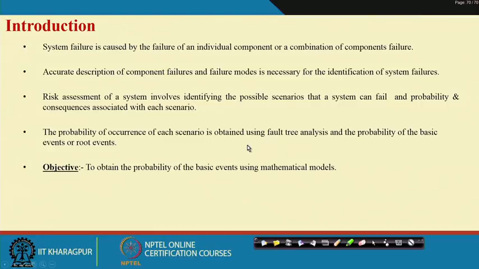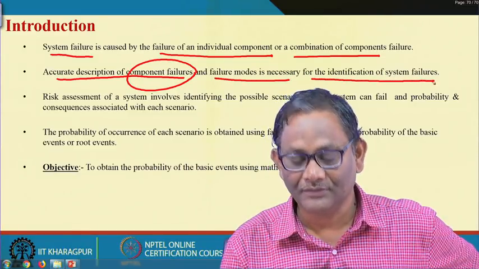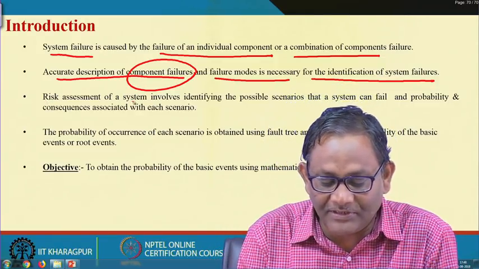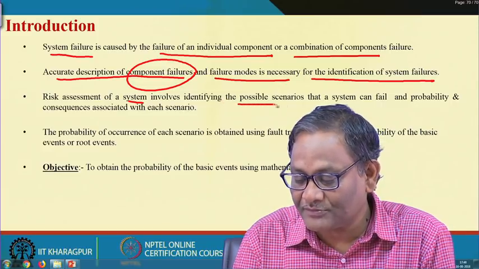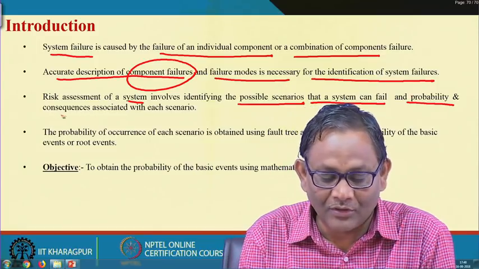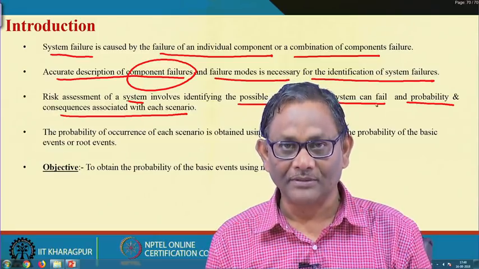So, I just repeat this because already I have given the idea that system failure is caused by failure of an individual component or combination, you all accept it. Accurate description of component failure or failure modes is necessary for identification of system failures, because in fault tree, you have seen this one. Now, risk assessment of a system involves identifying possible accident scenarios that a system can fail, and probability and consequences of each scenario. Now, how do you get the probability unless you know the component level failure?